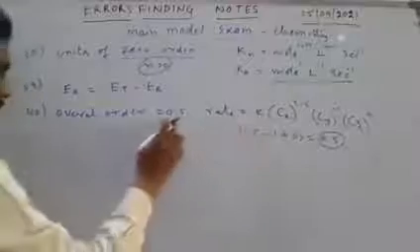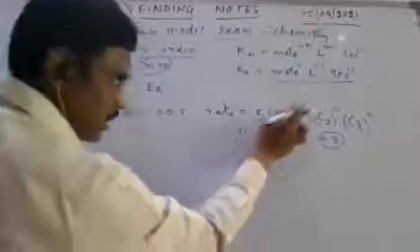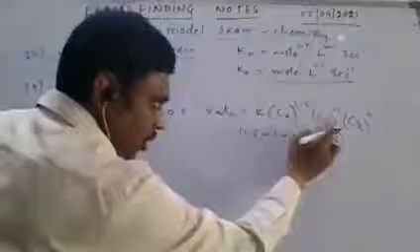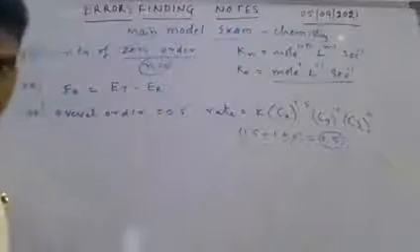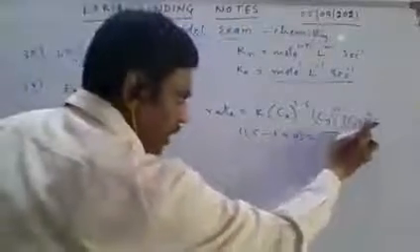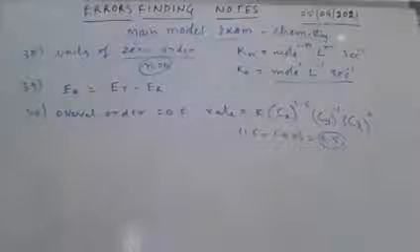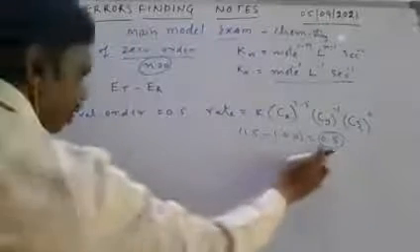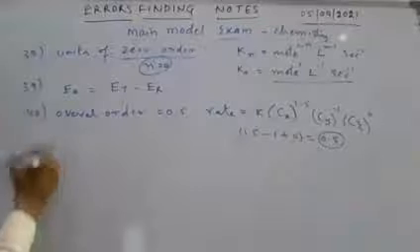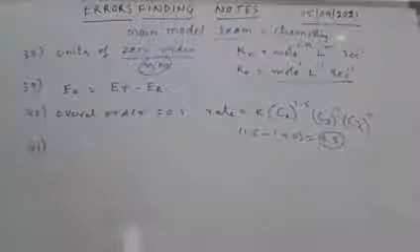With respect to x, order is 1.5. With respect to y, order is minus 1, a negative order. With respect to z, it is zero order. But what is the overall order? 1.5 minus 1 plus 0, so 0.5 is the overall order. Question number 41.